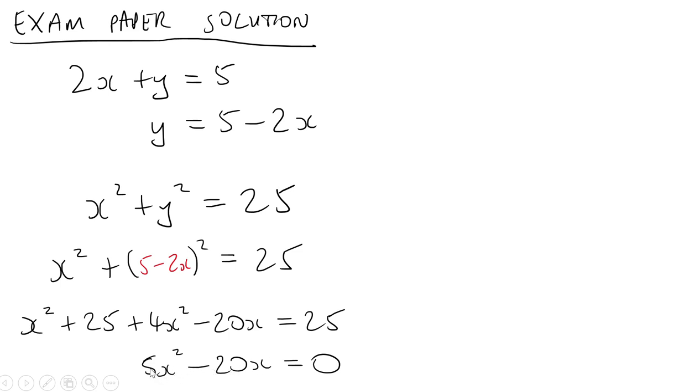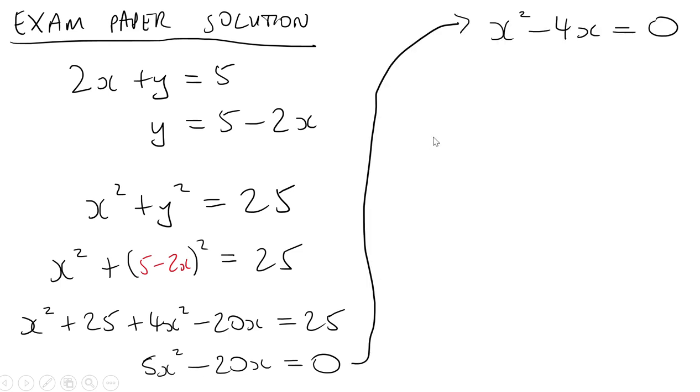Then we're going to see if there's a highest common factor between the two of them. 5 divides into 5, 5 divides into 20, so you're going to be left with x squared minus 4x equals 0. Then you're going to factorize, get the highest common factor in this case. Always check for highest common factor first. Put out your x. x squared divided by x is x, minus 4x divided by x is minus 4.